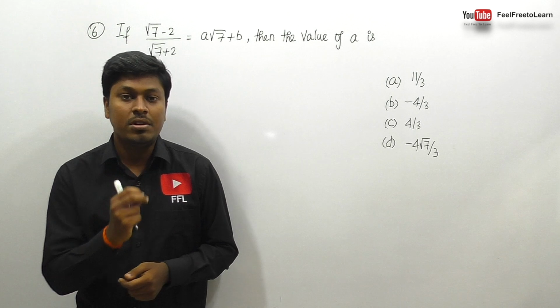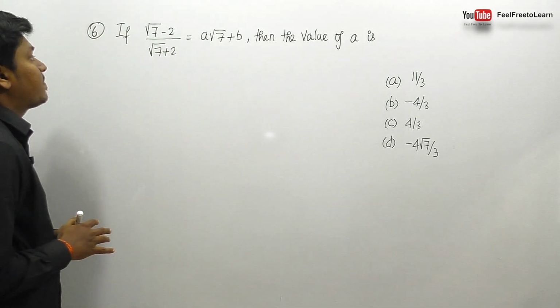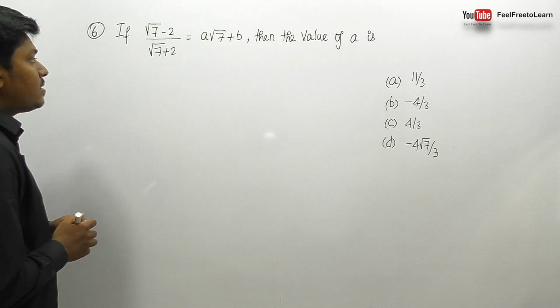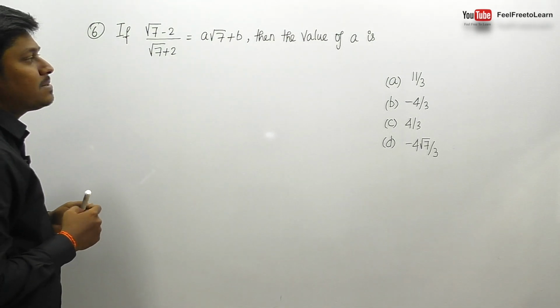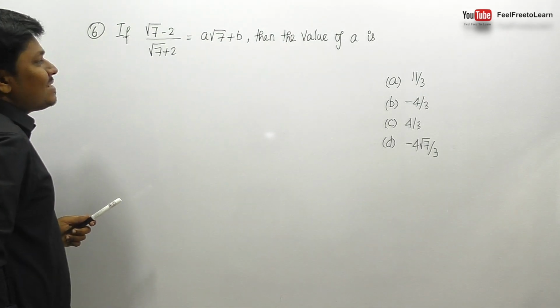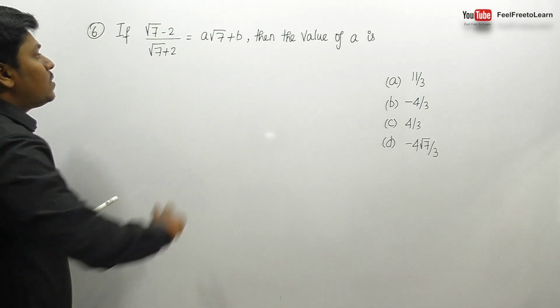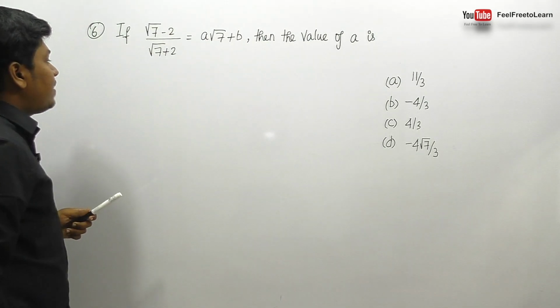So friends, let me move on to set number 2 on the topic algebra, right? So friends, here is question number 6. If (root 7 minus 2) divided by (root 7 plus 2) is equal to a root 7 plus b, then we need to find the value of a. So friends, listen here, there are two terms a and b, but our target is to find the value of a.